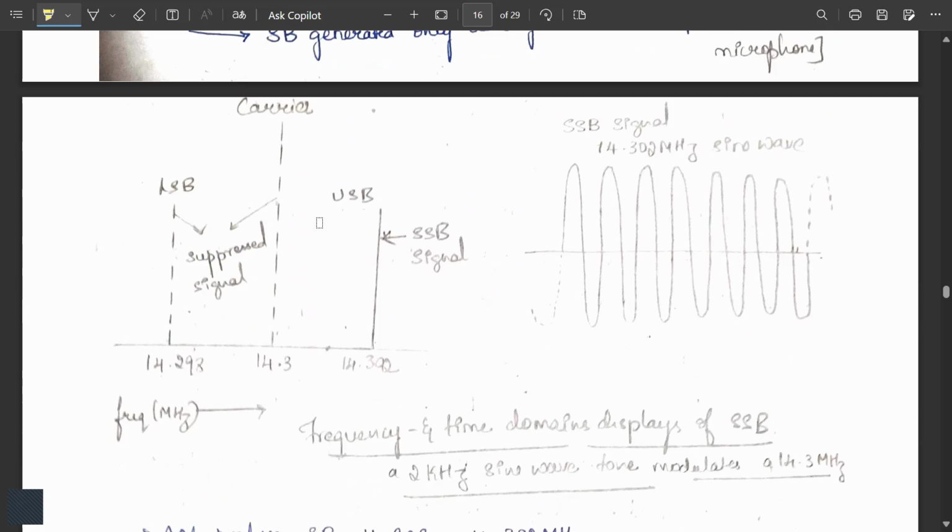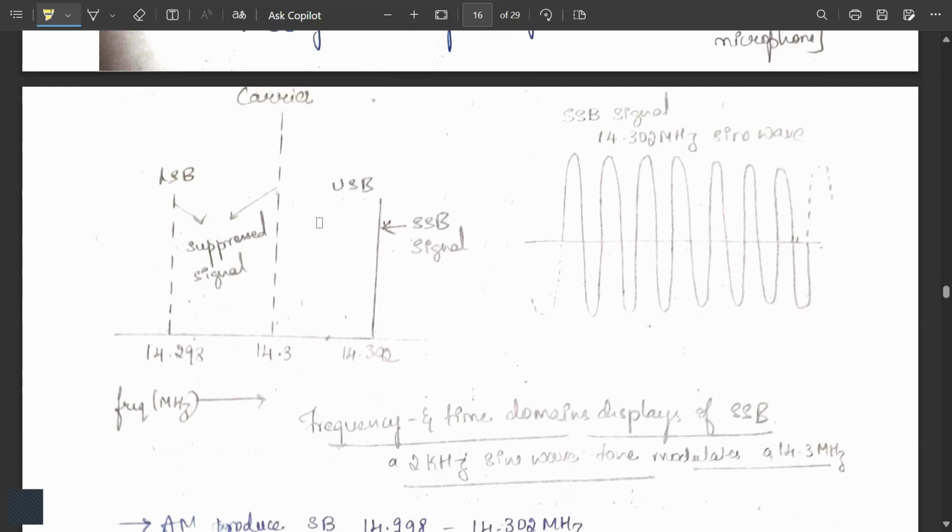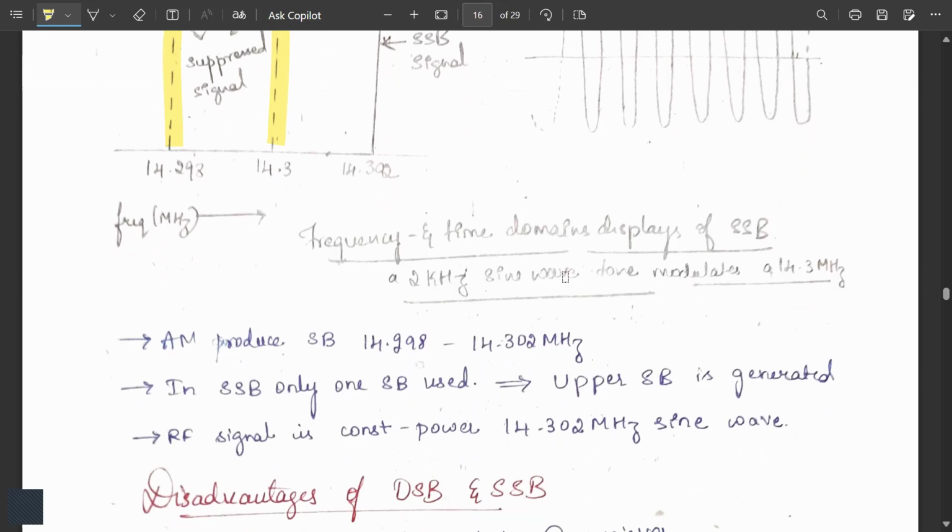You can observe here a frequency and time domain display of the SSB. Here, this is suppressed and this is also suppressed. Only the last one, the SSB, is working. That is only used for the transmission. Here you can observe a sine wave of the SSB signal. So AM produces DSB, and in SSB only one sideband is used. Only the upper sideband is generated. You have to note this is generated. The RF signal is constant power, that is a 14.302 megahertz sine wave.